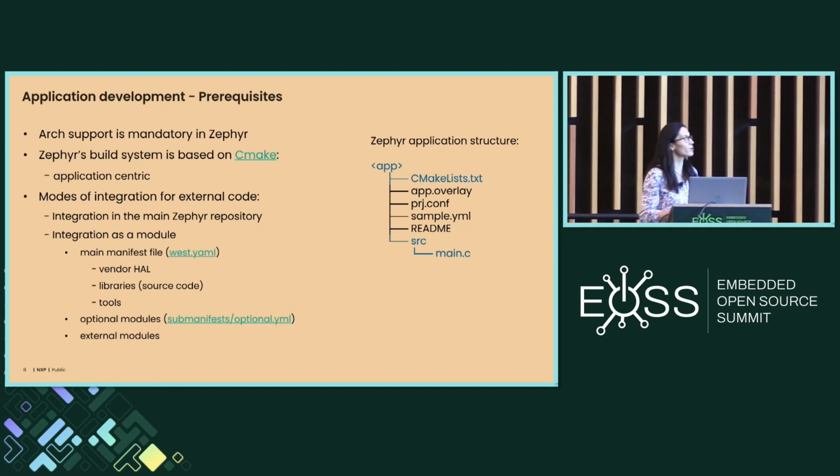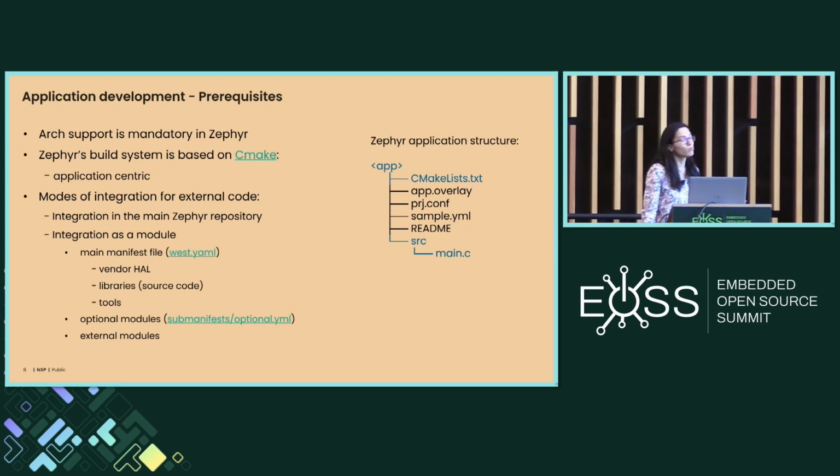So if we want to add modules in the main manifest file, in the west.yml, these are limited to projects that are used by the Zephyr subsystem, like libraries, by a platform, by hardware abstraction, like the hardware abstraction layer, where we have the drivers for a particular silicon vendor. We have tools that are used to build and test Zephyr components.